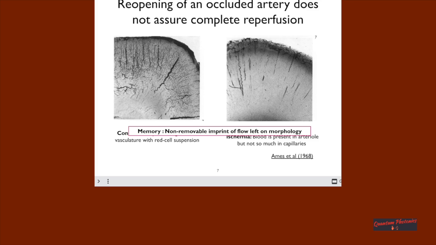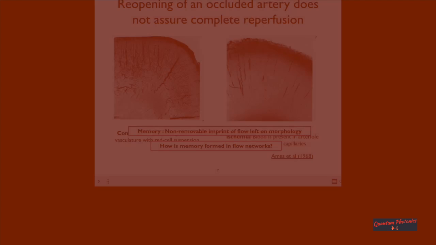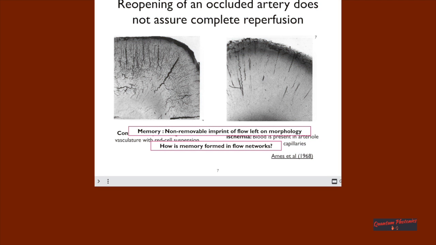That means the brain microvasculature somehow keeps the imprint of the stroke in the network morphology. That means it is also keeping some kind of memory of the flow in the network morphology itself. And this is what we want to study in our work, how this kind of memory is formed in flow networks in general, starting from the flow network of Physarum polycephalum, this organism that I showed you before, to the flow network of blood microvasculature.